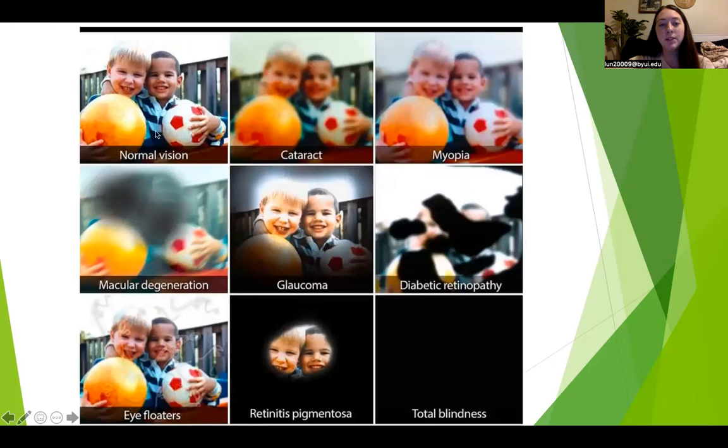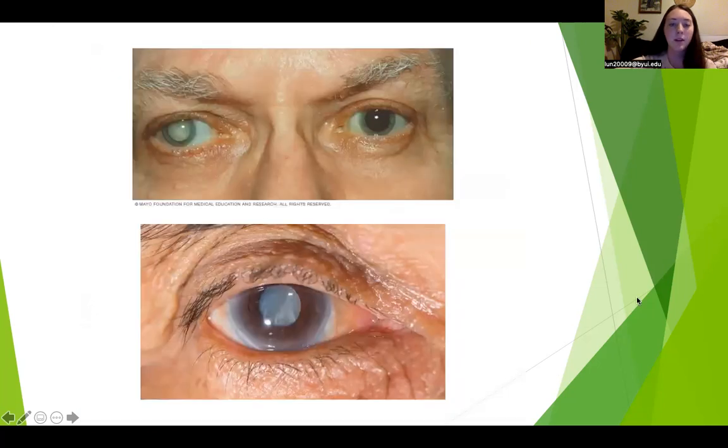Okay, so this is just a good review. This is normal vision. Cataract just has that blur over everything. Myopia, that's nearsightedness, so everything far is more out of focus. Macular degeneration, we have that hole in the middle of their visual field. Glaucoma, we're losing periphery. Diabetic retinopathy, we have black floaters. And eye floaters, there might be something in the eye. Retinitis pigmentosa, we didn't talk about that, and then total blindness. This is also like cataracts or glaucoma.